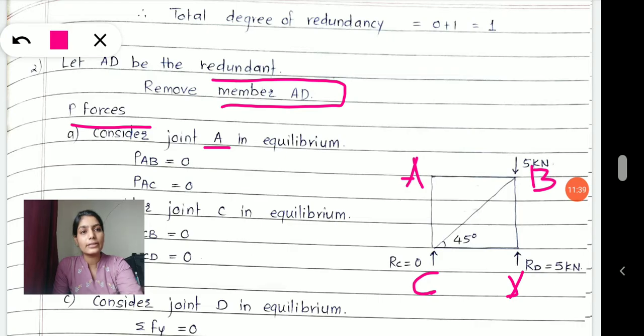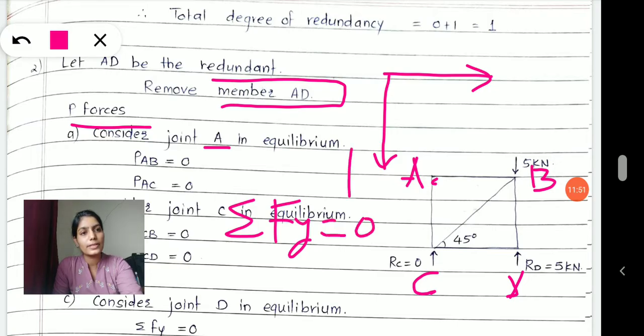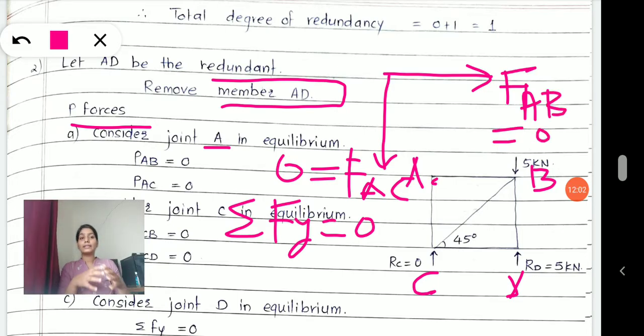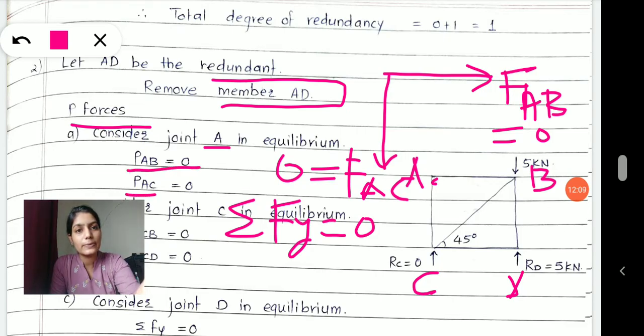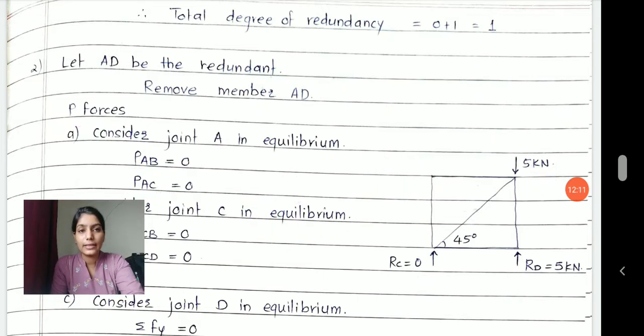Now they said consider joint A. So take the joint A. I have taken the initial forces going outside. Now I have taken summation Fy equals to 0. So force in FAC will be 0. All the vertical forces need to be 0. Force in FAB will be 0 because there are no external forces acting at that joint, right? Therefore, force in the AB direction and force in the AC direction will be 0.